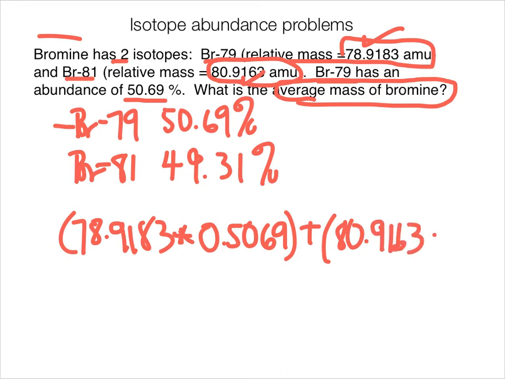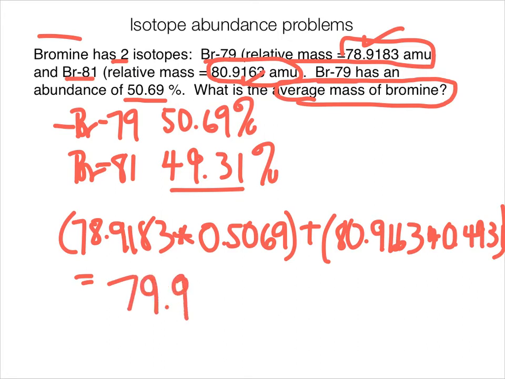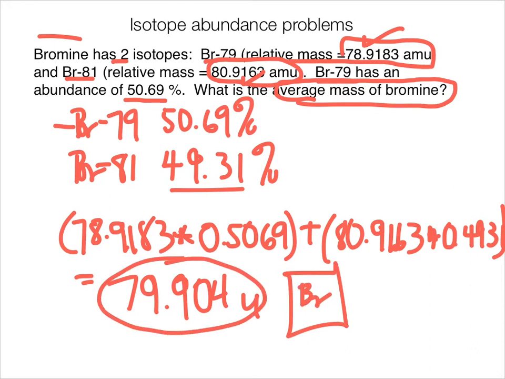And then we're going to multiply times the percentage as a regular number instead of a percent. So that's 0.4931. And then close those parentheses. So let's do some math and see what we get. And we get 79.904 U, or AMU. And if you look at the periodic table, find bromine up there, that's the average atomic mass that you'll see for bromine.